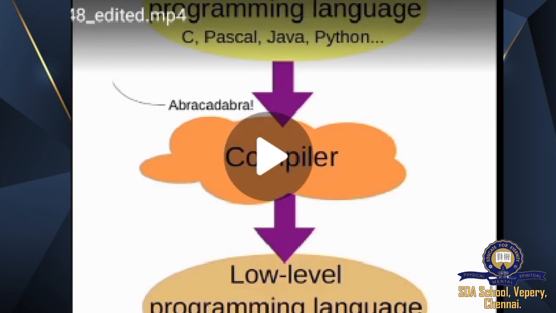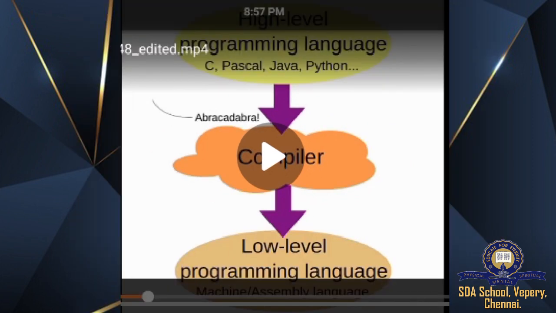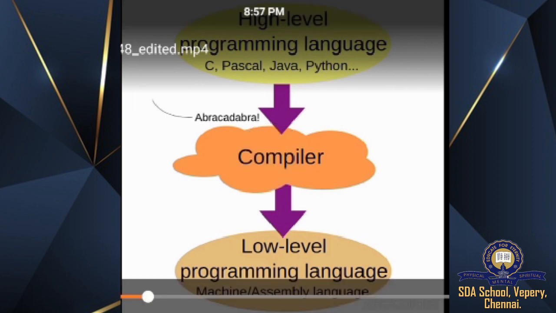Okay, this is the diagram that we are going to study. High level language: we study BASIC, C, Java, etc. In low level language, we study assembler language, and in this we study machine and assembly languages.